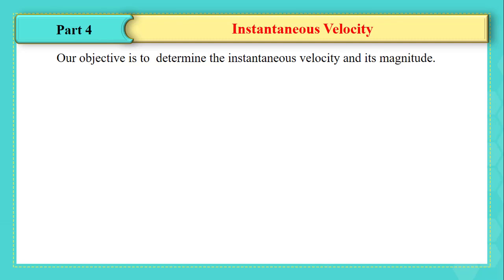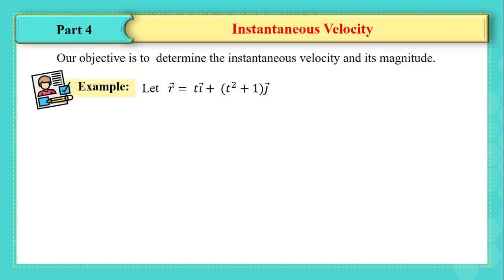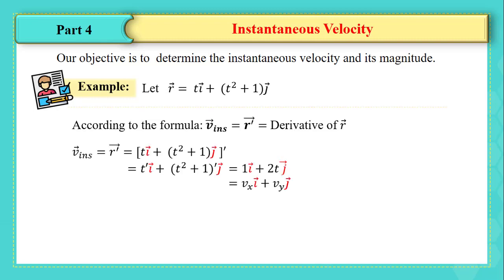Let us now solve this example where our objective is to determine the instantaneous velocity and its magnitude. So let r be equal to t i plus (t squared plus 1) j. According to the formula, v instantaneous is equal to the derivative of r. This will give t prime i plus (t squared plus 1) prime j. Therefore, r prime will be equal to 1 i plus 2t j.